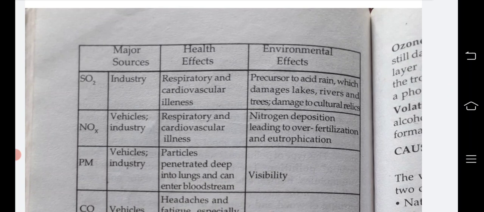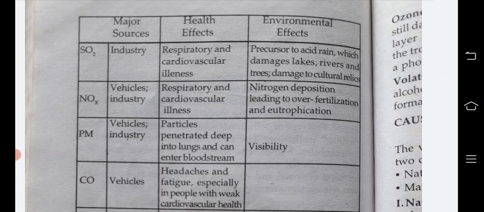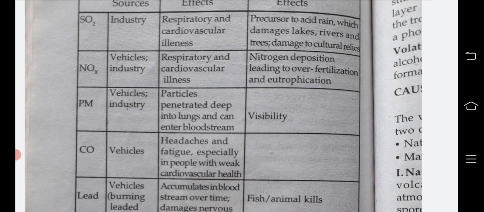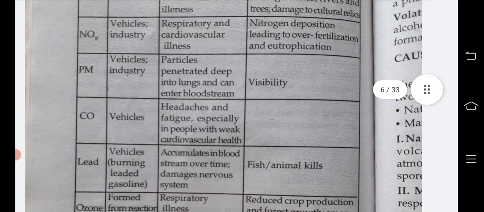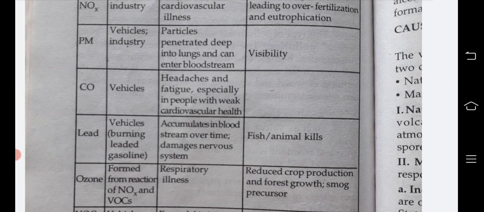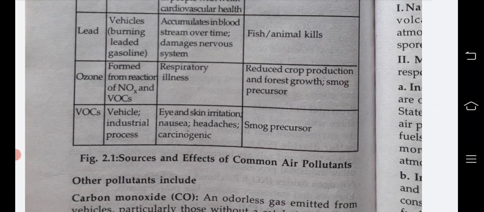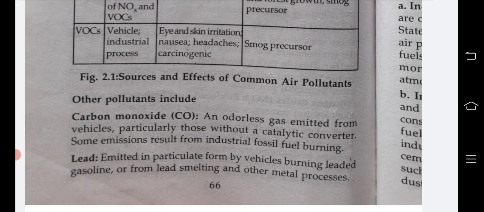So from industry we have SO2 coming out. The health effect is respiratory and cardiovascular illness, heart illness, and the environmental effect, acid rain, damages in rivers, etc. Nitrogen oxides, from vehicles it comes. Respiratory and cardiovascular diseases, again nitrogen deposition leading to over fertilization and eutrophication. Then vehicle industry we have PM, particulate matter. From again vehicles we have carbon monoxide. Lead is coming out from vehicle, that is burning of leaded gasoline. Ozone becomes an issue formed by reactions of nitrogen oxides and VOCs. Again, from vehicle industrial process, we have other gases coming out. So just go through the sources and effects of the common air pollutants.